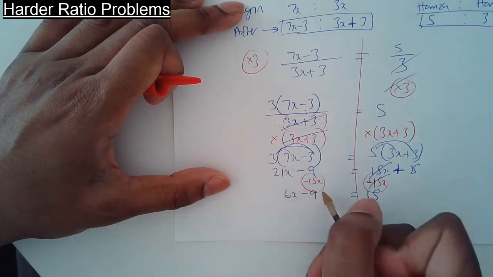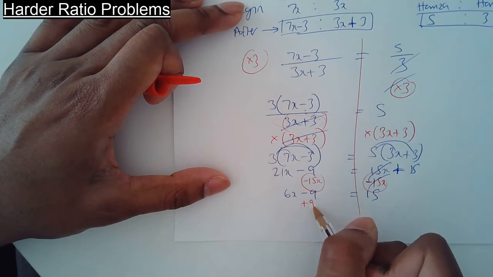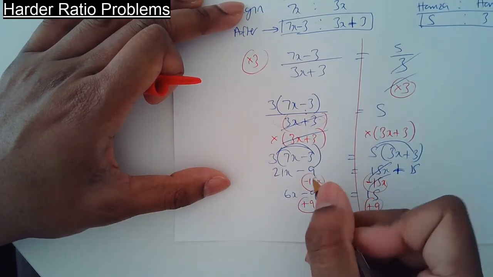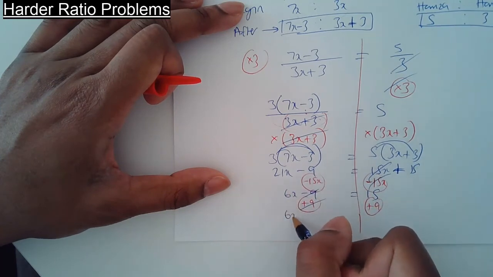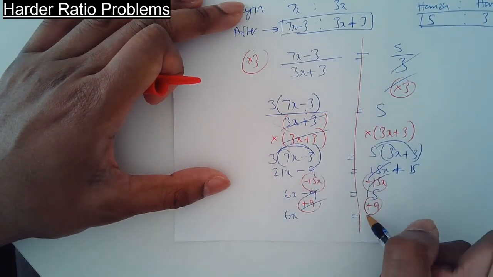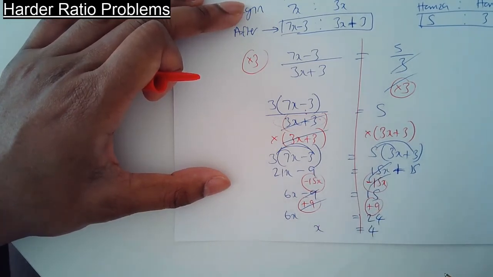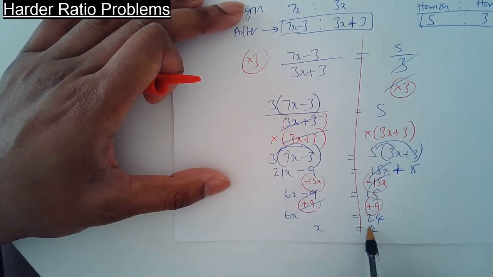Right, 1x on its own, so get rid of minus 9, plus 9. Do the same on the other side. So minus 9 plus 9 cancel, you're left with 6x is equal to 15 plus 9 is 24. 6 times something to give me 24, x is equal to 4. X is equal to 4.